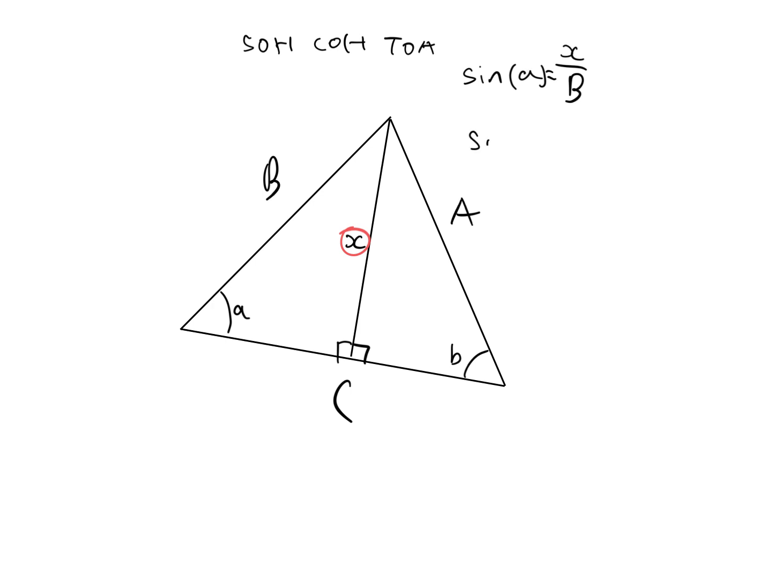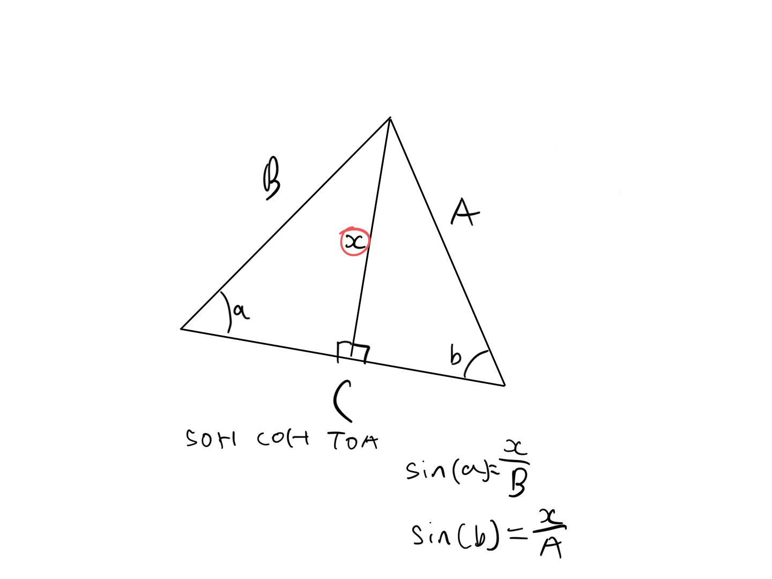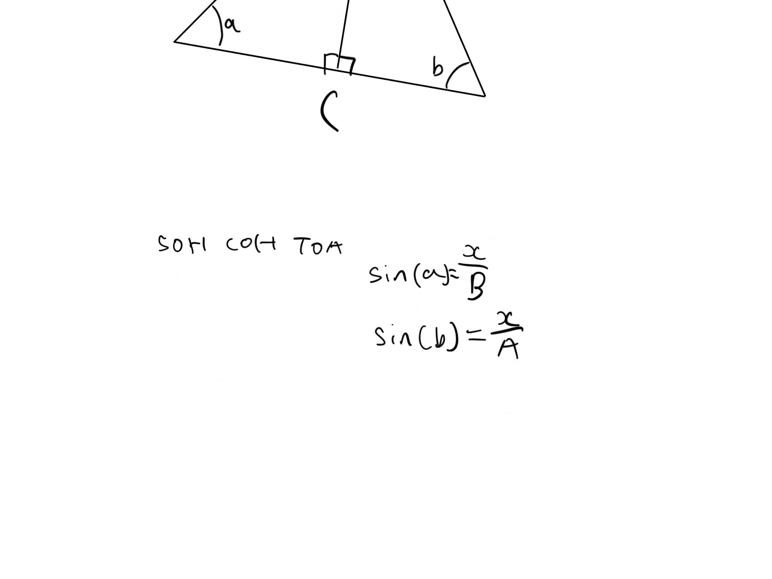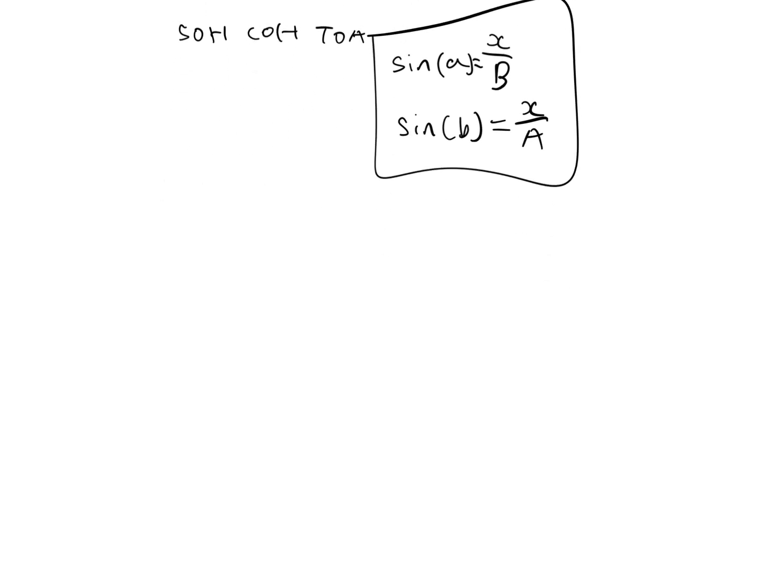Now the sine of the angle B is equal to X over A. Very simple, isn't it? Now what we can do is multiply both of these equations, which I'm just going to select right over here. Let's move it down. So these equations here simply will become sine of A multiplied by B is equal to X, and A sine of B is equal to X as well. So they are equal to each other, so we can just erase that.